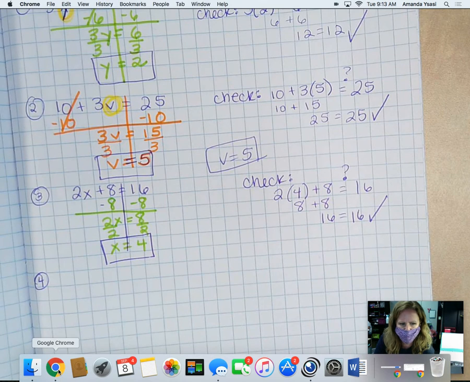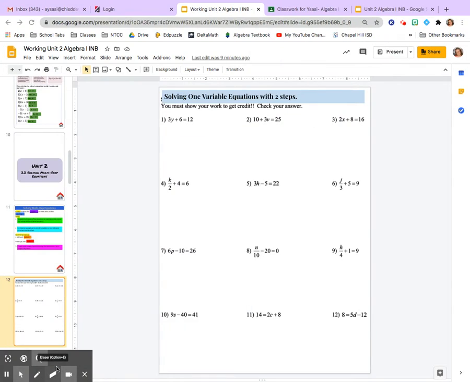Let's pull mine up. k divided by 2 plus 4 equals 6.